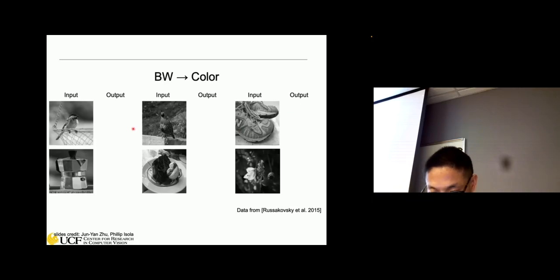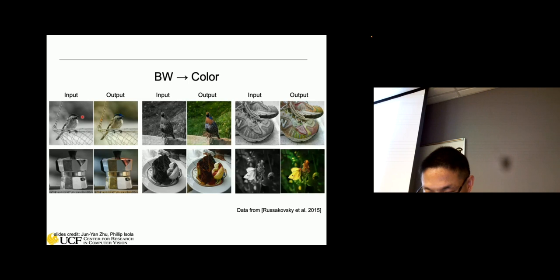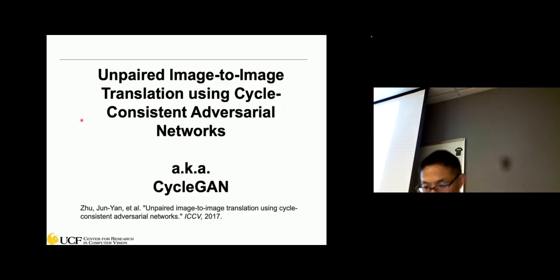Other examples here do the grayscale to color image translation or generation. Okay. So the next work I want to talk about is the unpaired image-to-image translation using cycle-consistent adversarial networks, AKA CycleGAN. This is also a very popular work, and people use this a lot for image translation.